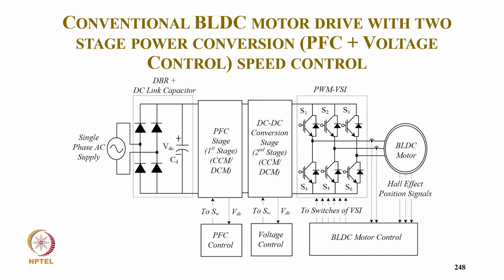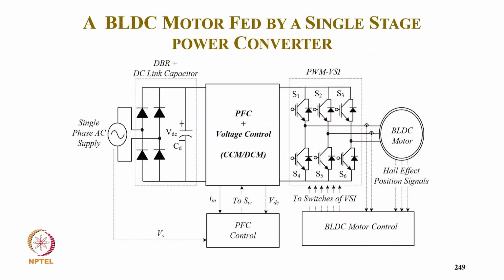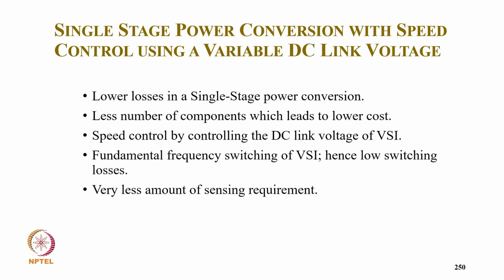We have PFC control and voltage control, but we can combine these if we use a single power converter. After the diode rectifier with a small capacitor, we can have power factor correction plus voltage control both together, in CCM and DCM. And of course with the position feedback and current feedback, we can have the switching of the inverter.